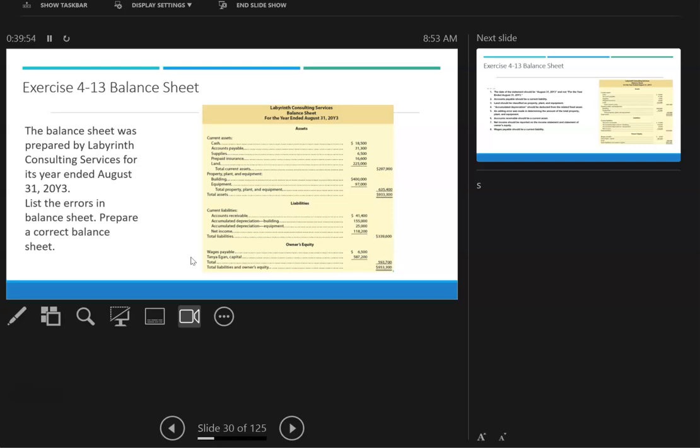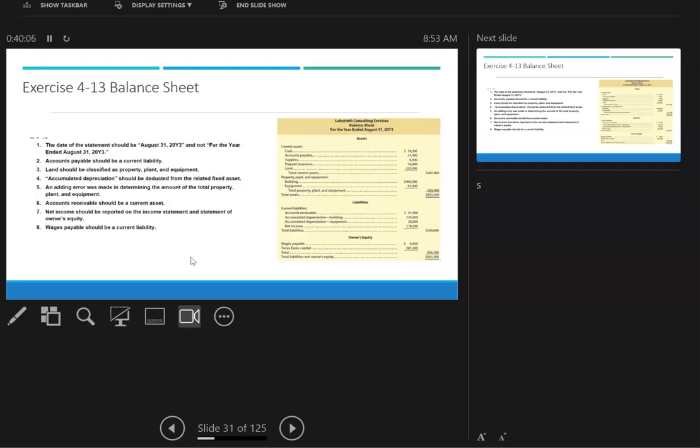The balance sheet was prepared by Labyrinth Consulting Services. I hate these. List the errors and prepare a correct one. Well, I'm just going to show you the errors. The date of the statement should be August 31st and not for the year ended August 31st.